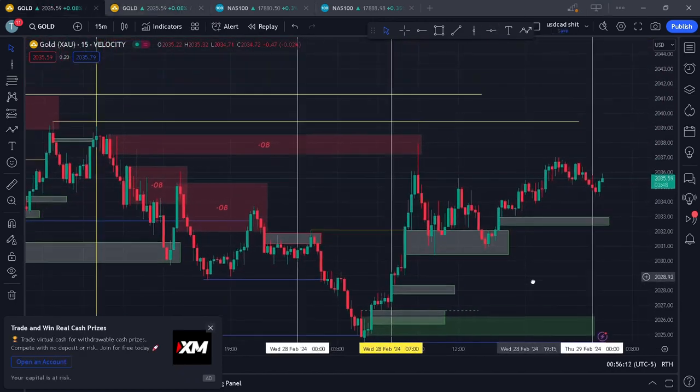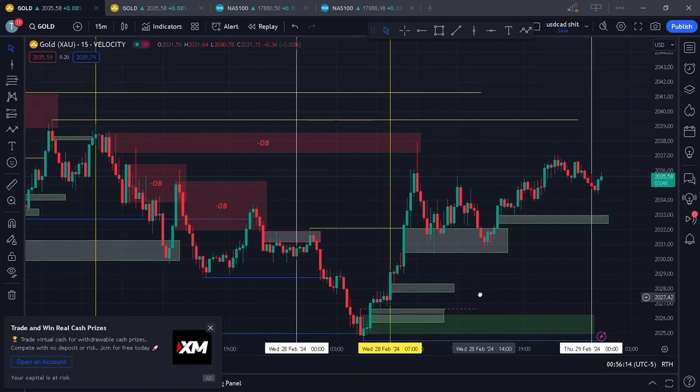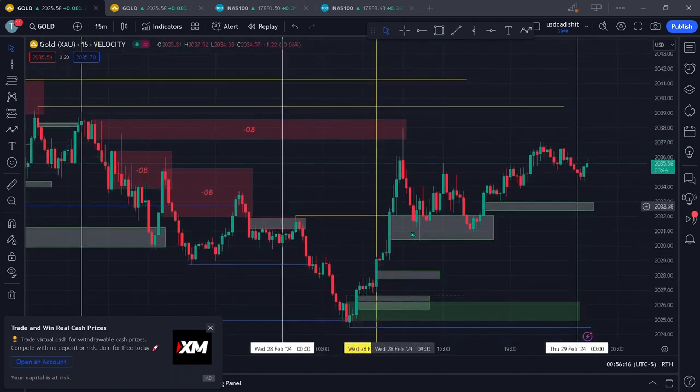So price expanded all the way to the upside, leaving all these fair value gaps. Why am I highlighting these fair value gaps? Because now I know that price wants to go up. So what am I looking for? I'm looking for price to come into a fair value gap that was left while we were being bullish. And at that bullish fair value gap, I want to see a bullish signal.